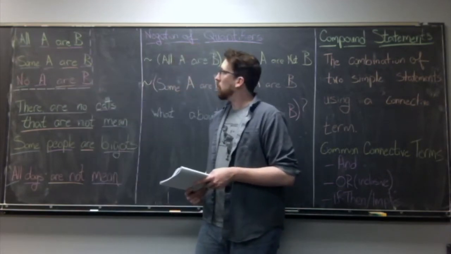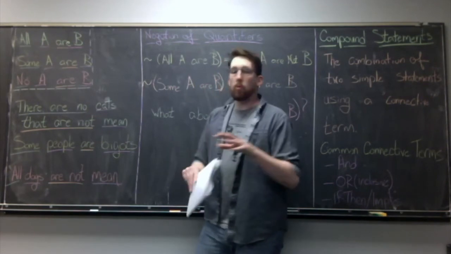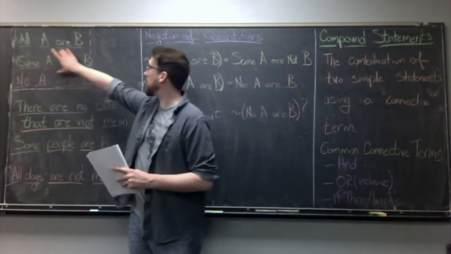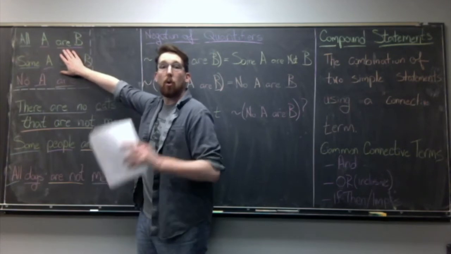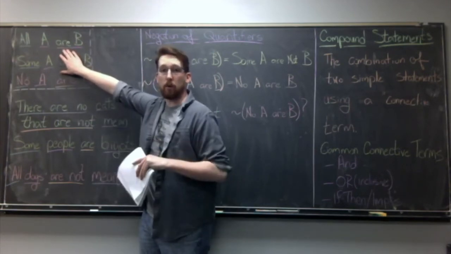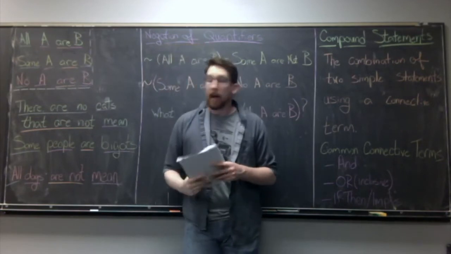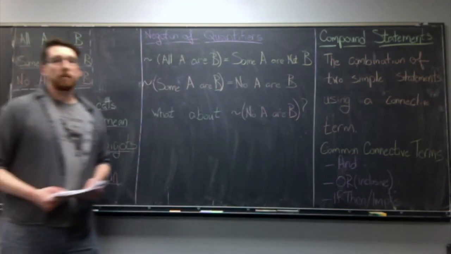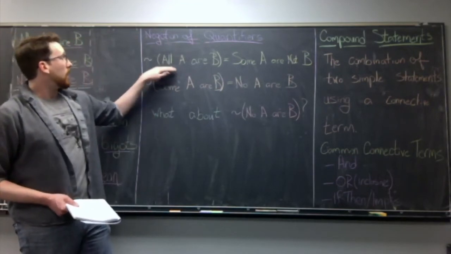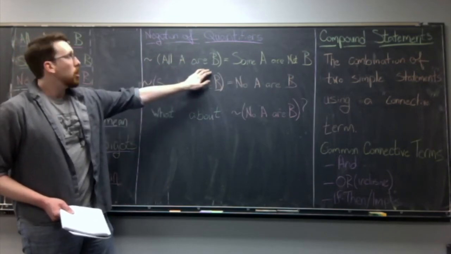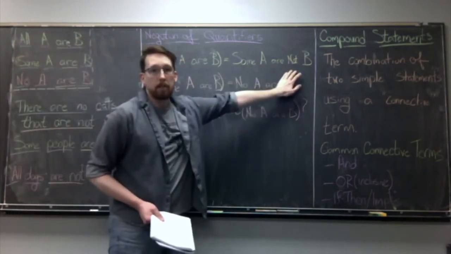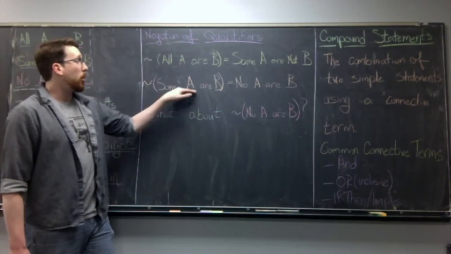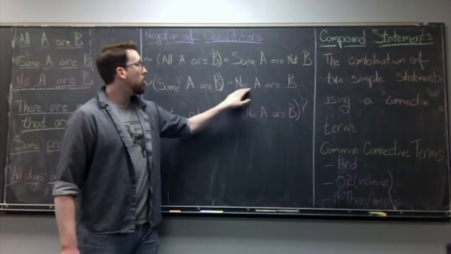So, the point really here is, in general, quantified statements are going to be of one of these three forms, or something that can be rewritten in one of these three forms. Having said that, let's talk about the negation of quantified statements. If we're going to negate the statement that all A are B, well, that would be equal to some A are not B. And if we were going to negate the statement some A are B, well, that would be equal to no A are B.